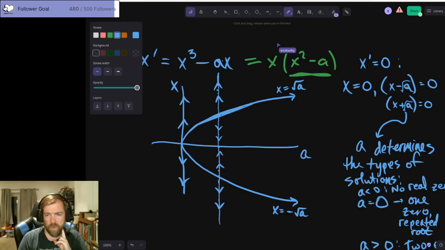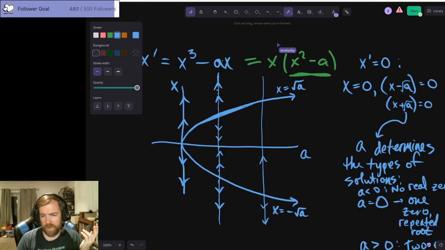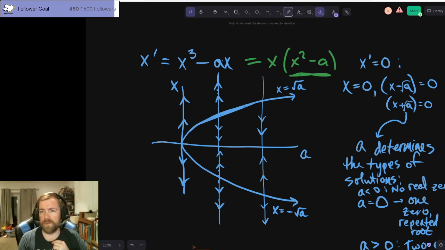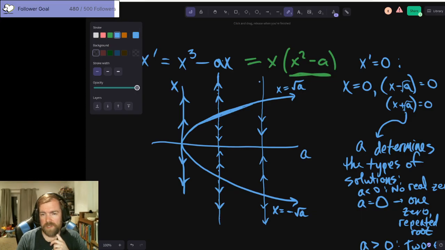Right, and that's going to work anywhere that we do this in the positive region. These aren't going to suddenly change anywhere. So any x values that are between positive and negative root a are going to be opposite the sign of x. The x prime sign is going to be the opposite. And then outside we're going to get the same sign as the x value itself.